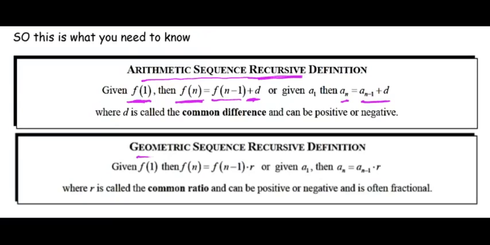The same thing with geometric sequences. We can express it as a function. We have to mention what the first term is. And f of n is going to be the previous term times the common ratio, or a sub n equals the previous term, which is a sub n minus 1, times r, which is the common ratio. It can be an integer or a fraction.